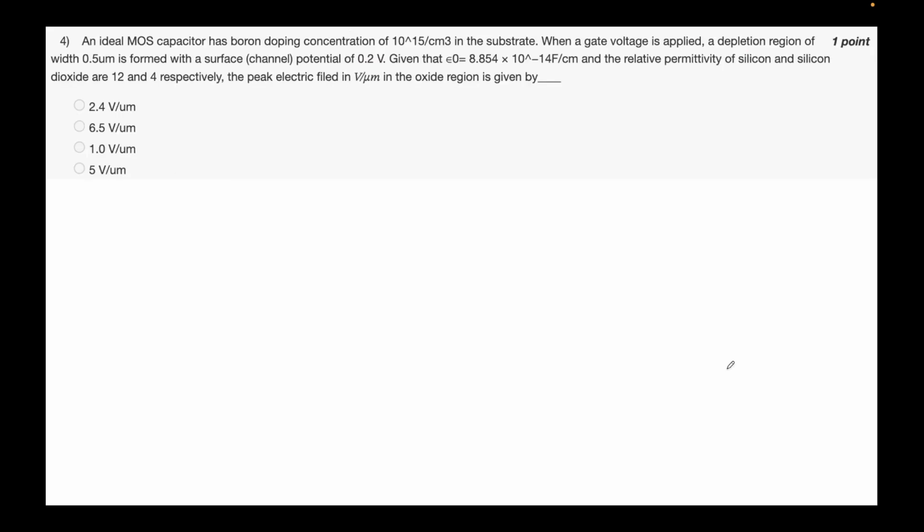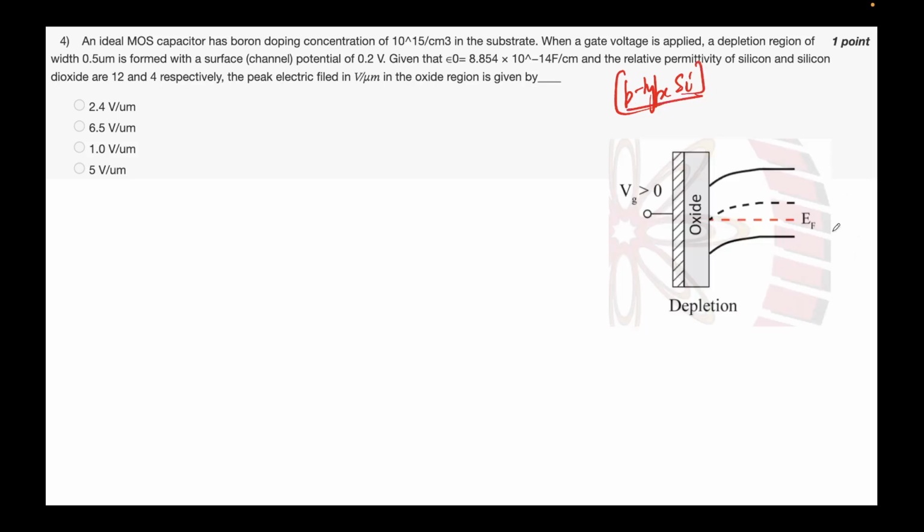Okay, right. So a problem related to the MOSCAP. An ideal MOSCAP has a boron doping concentration of 10 to the power 15 per centimeter cube in the substrate. We'll assume this is a silicon material; in fact, it's given later that it's silicon, and we are doping it with boron. Boron, if you recall, is a group 3 element, and silicon is group 4, so it will be p-type. P-type silicon substrate is what we have for this MOSCAP. Thus EF will be closer to EV in the bulk. We are talking about only the bulk.